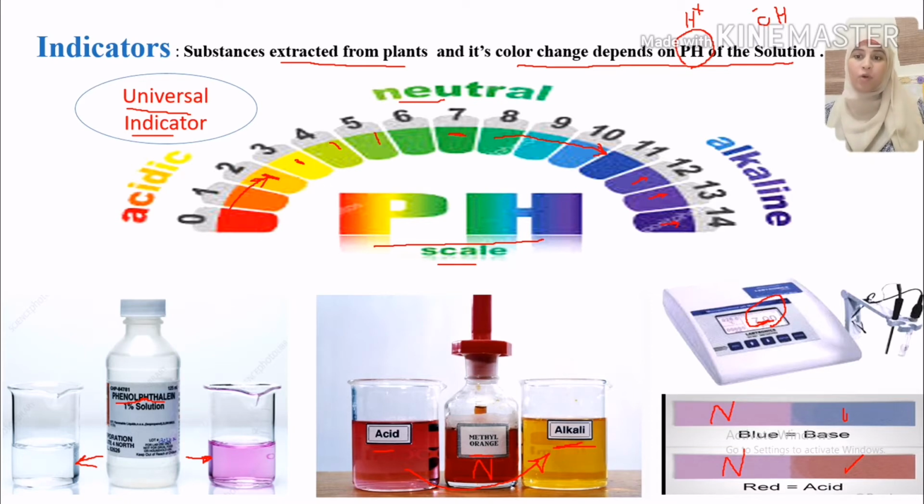We have another very important type of indicator, phenolphthalein. Its color in acidic and neutral solution is colorless, and in basic solution its color is pink or purple. We have methyl orange. Its color in neutral solution is orange, its color in acidic medium is red, and in basic medium is yellow. We have pH meter. We have pH meter for the soil also. We can know the pH of our soil by using pH meter. And of course we have litmus paper. We studied it before many times.